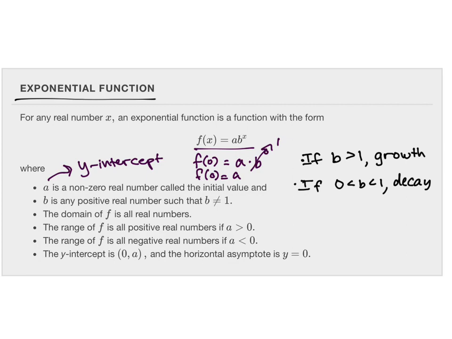The range of f is all positive numbers if a is greater than 0. What that means is it's going to be located above the x-axis. If a happens to be less than 0, what do you expect to happen? That number in front, a, is a negative number, right? So what do you expect to happen to the function if I put a negative number in front? It's going to flip. In that case, your range is going to be everything less than 0. It'll flip right under the x-axis. Can you see it? Yes?